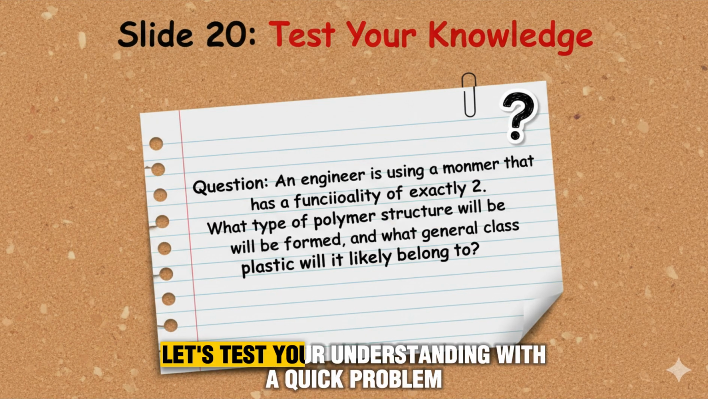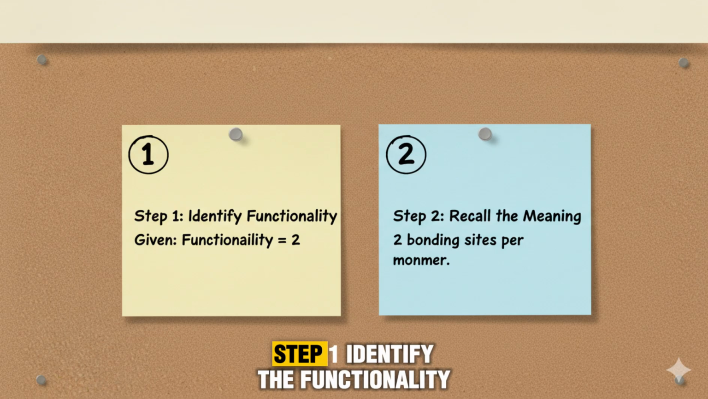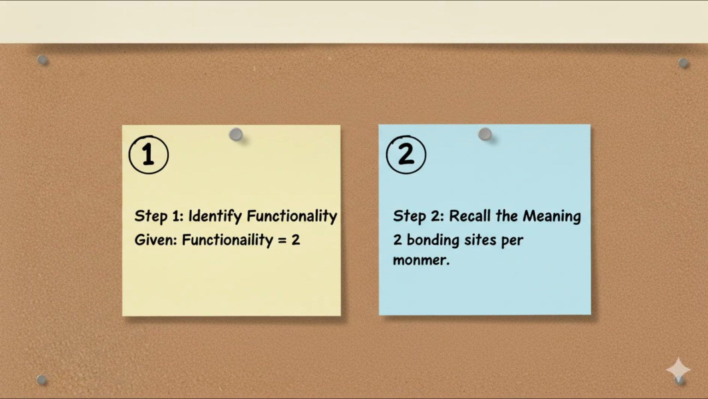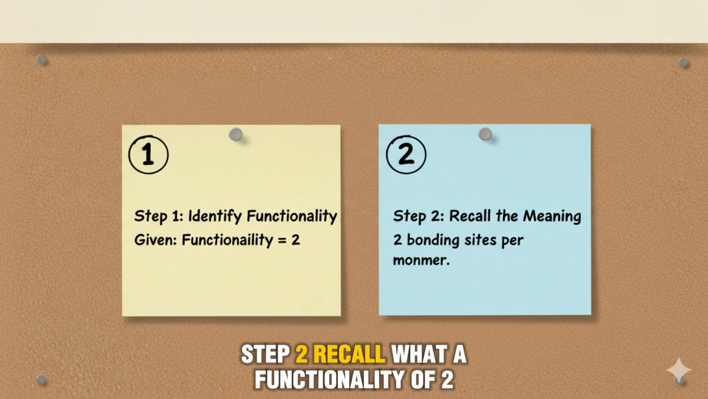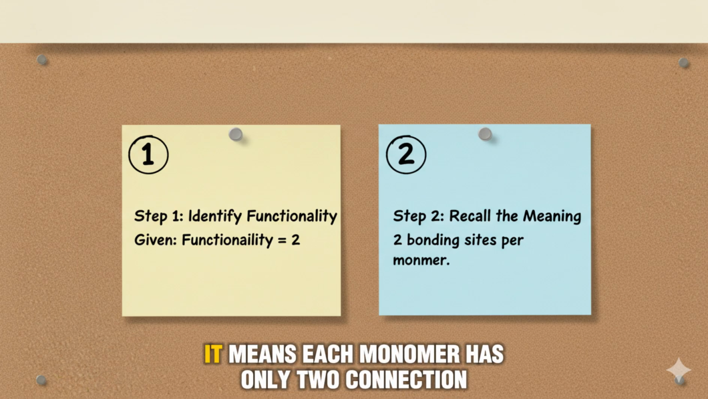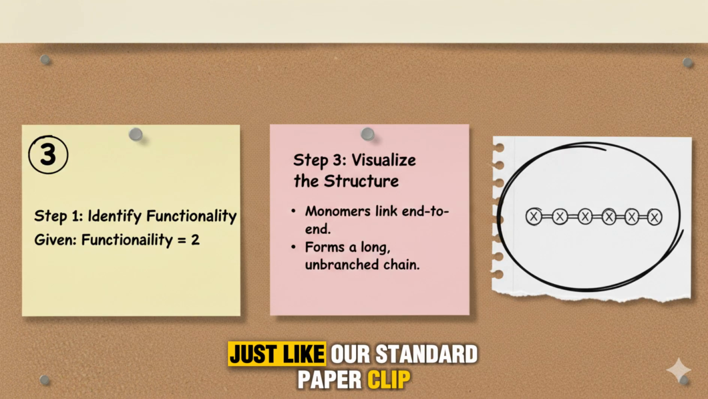All right, let's test your understanding with a quick problem. Let's think this through, step by step. Step 1. Identify the functionality. The problem states the functionality is 2. Step 2. Recall what a functionality of 2 means. It means each monomer has only 2 connection points, just like our standard paperclip.